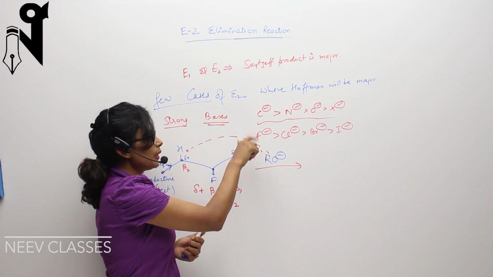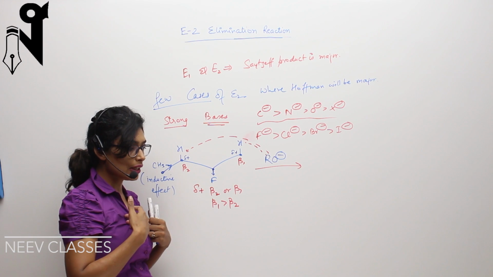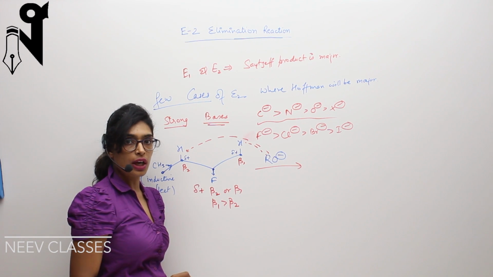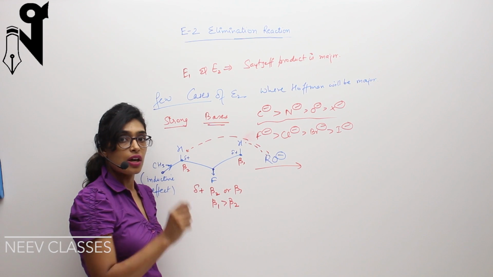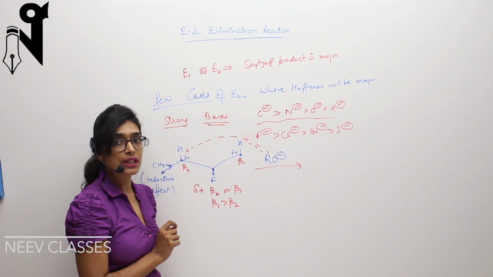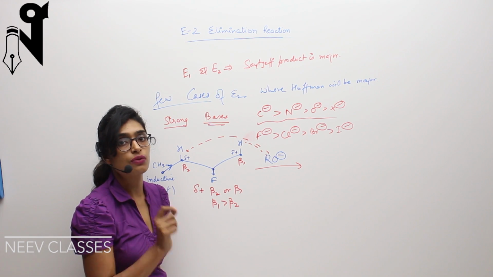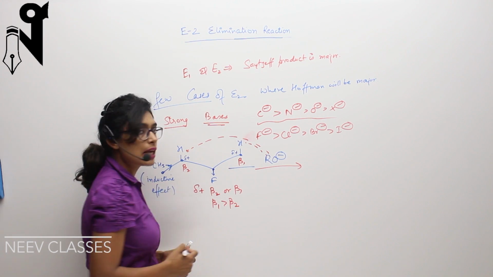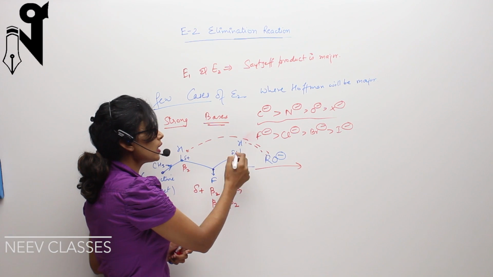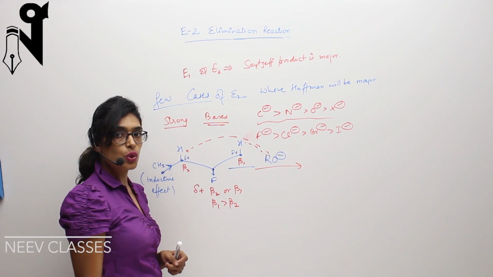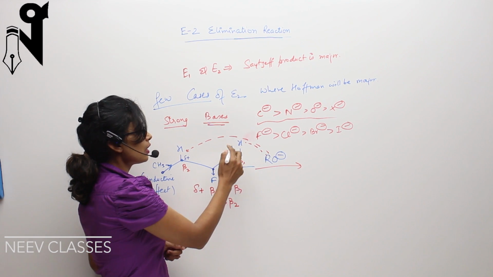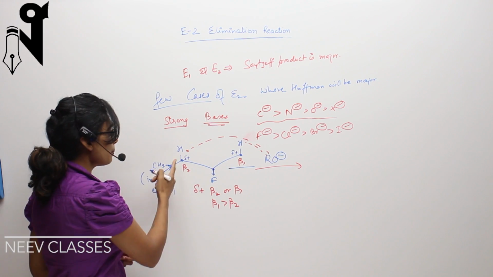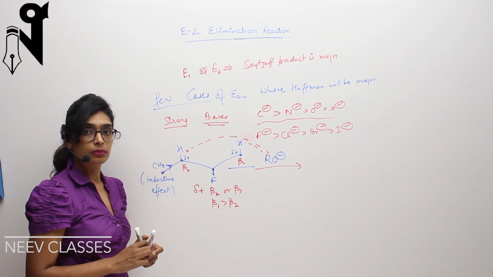When the base takes this hydrogen, the reaction will become easier, because the carbon is already getting a positive charge and the base is attacking on it. From where will the removal of hydrogen be easier? Wherever the partial positive charge on carbon is more. So the partial positive charge is more on this carbon, because there is no other stabilizing factor next to it. Hence, removal of hydrogen from this beta 1 position will be easier as compared to removal from beta 2.